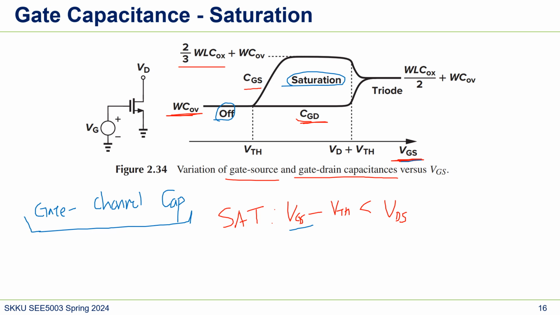And then next is this triode. In triode, how does the channel look? It just looks symmetrical, so they're sharing this gate-channel capacitance equally.